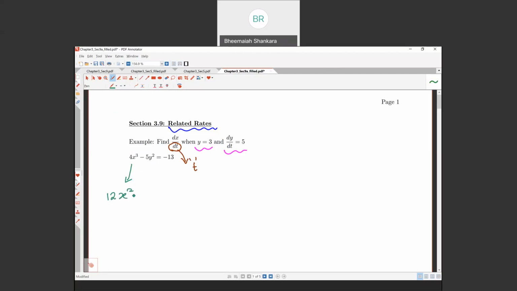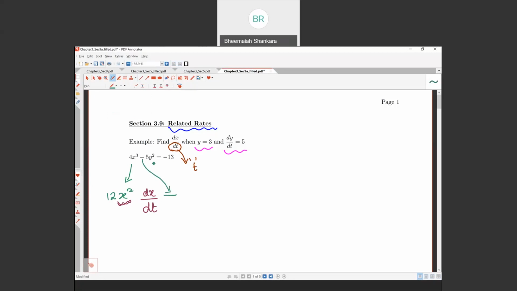Now you have to differentiate this variable x again with respect to t. In the previous sections, we have seen that when we did implicit differentiation with respect to x, we did not differentiate x. But now we have to because the variable is different. So differentiate the variable x with respect to t. So it is dx over dt. Then you have a negative sign. So bring that down.